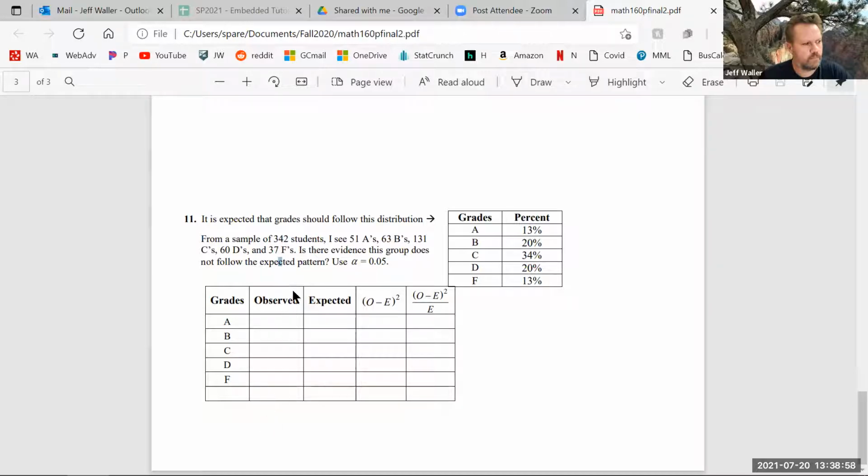Use the percentage times the number. No? Use the information they give you in the questions. What are the observations that somebody made? How many A's did they observe? 51. 51, so that would go there and so forth. Okay, all right, so let's put that down there.